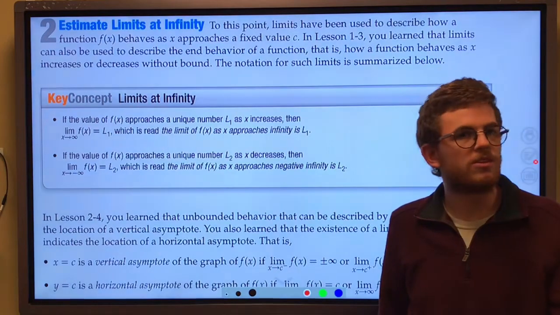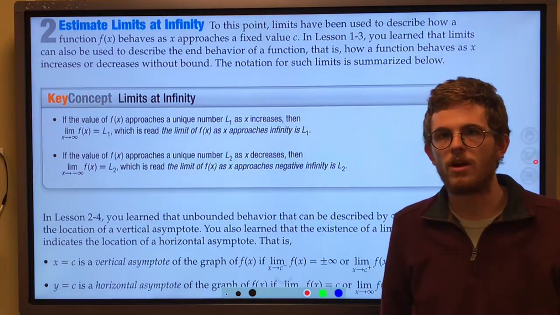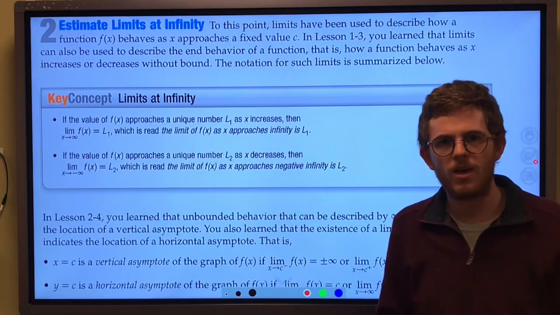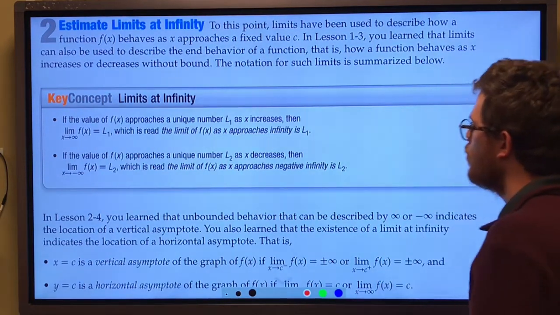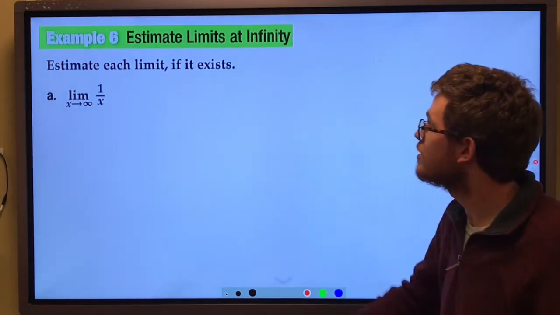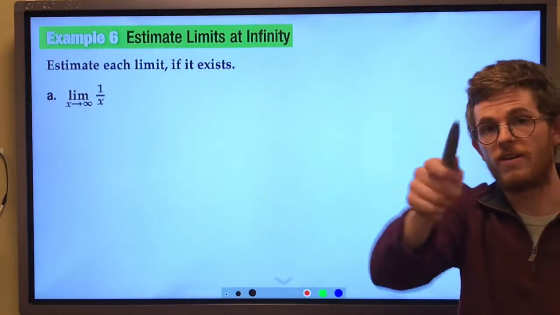And so we've really looked at this before when we've dealt with end behavior. So don't think about this as just one new thing. Think about this as something that we have talked about before. It says estimate each limit if it exists. Oh, 1 over x, we know that function.